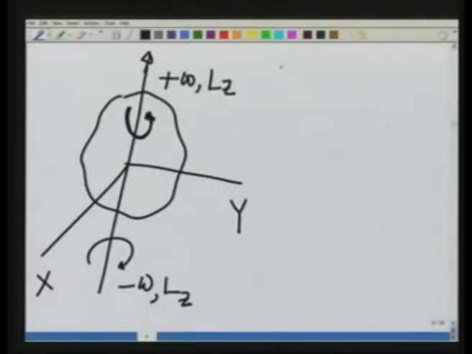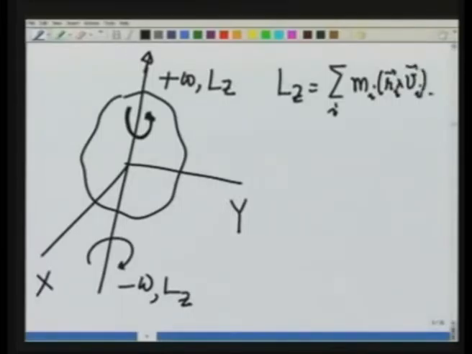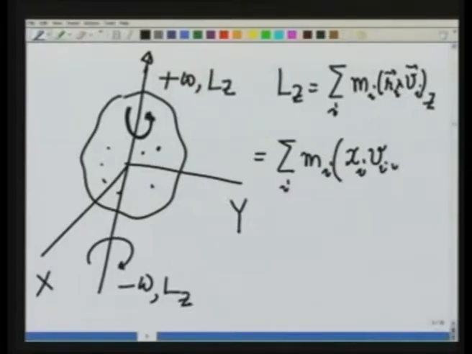So, let us calculate L by definition. Lz is going to be summation over i of m_i (r_i cross v_i) z component, which is equal to summation over i, where i really refers to different points, different masses on this body, m_i times (x_i v_iy minus y_i v_ix), by definition of the angular momentum.